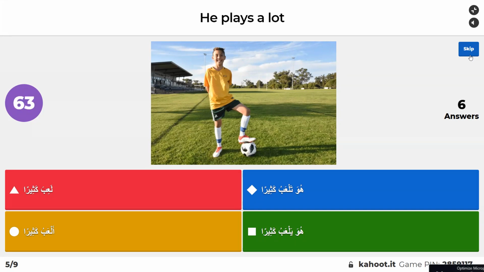He plays a lot. Blue: huwa tal'abu kathiran. Red: la'iba kathiran. Green: huwa yal'abu kathiran. Orange: al'abu kathiran. 40 seconds to go, but easy question. I think you should mark the answers early, so try to mark the answers early and let's move to the next question quickly, inshallah.